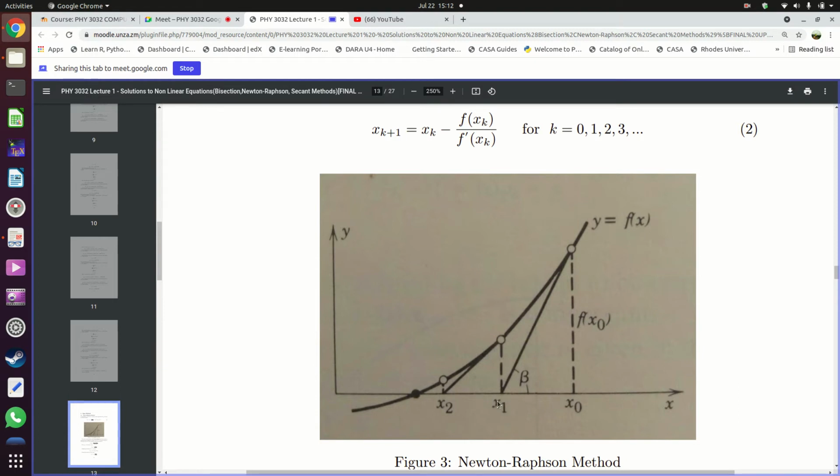Then if x1 becomes a new solution, you draw another dashed line going up until you reach a point where it meets the function f of x. At this particular point, this becomes your f of x1. Then you draw another tangent at this particular point. When you draw another tangent, it comes like this up to this point where it meets the x-axis. This becomes your new solution x2.